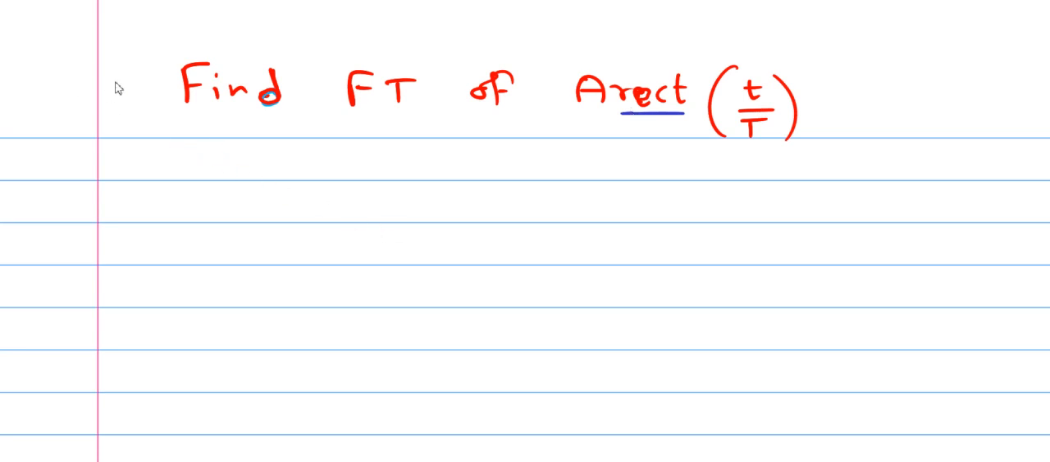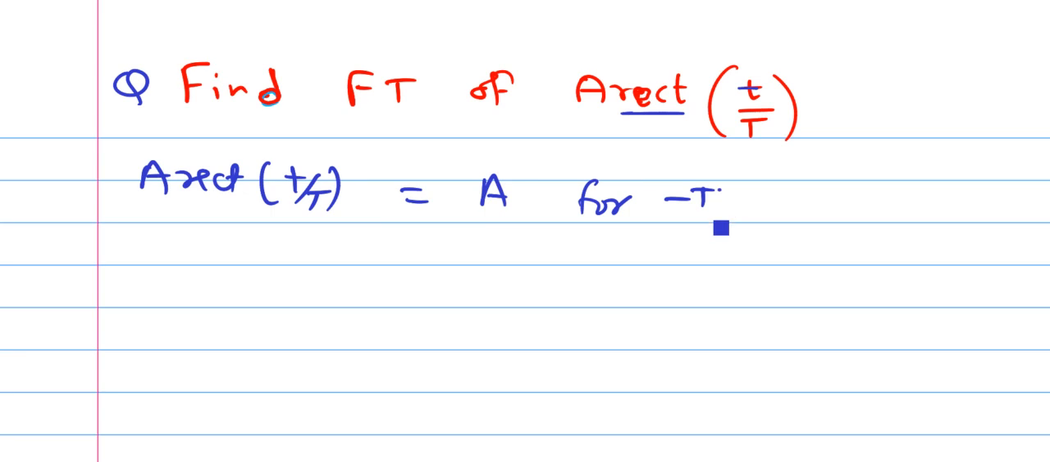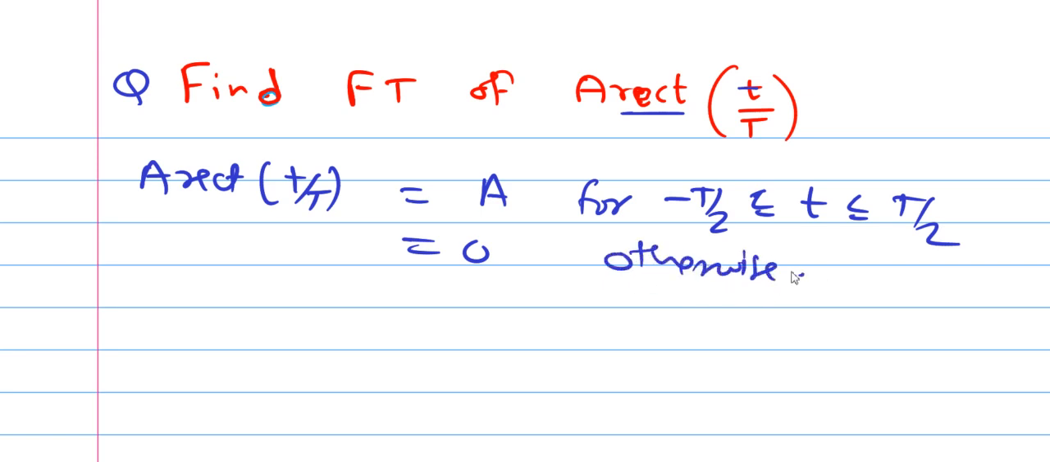So the question is, find the Fourier transform of A rect of t upon T. Small t is the time and capital T is the duration of the signal and A is the amplitude. So what is mathematically A rect of t by T? A rect of t by T is nothing but capital A for minus T by 2 less than or equal to t less than or equal to T by 2, and it is 0 otherwise. So it is present from minus T by 2 to plus T by 2.